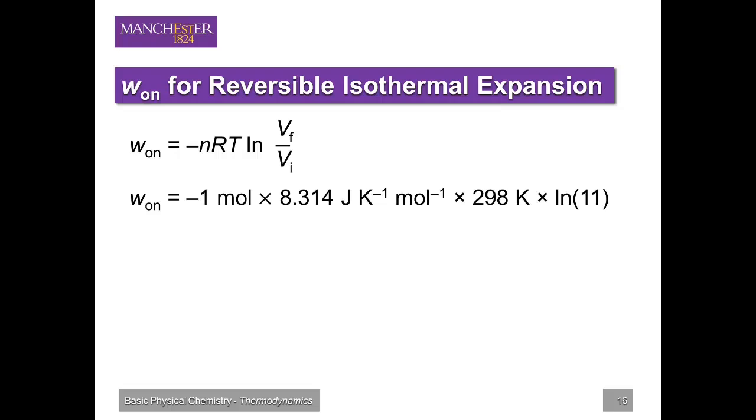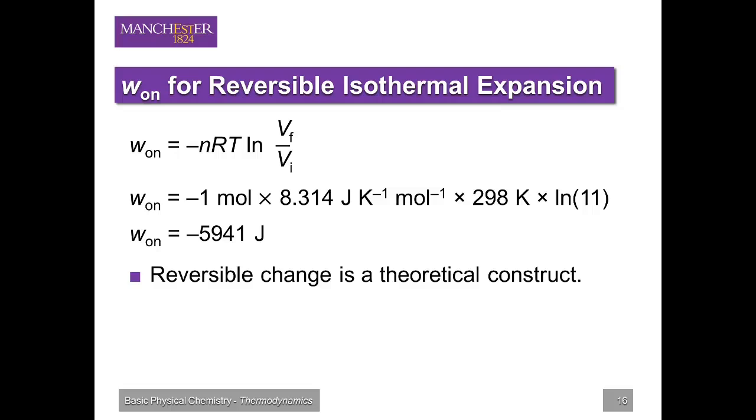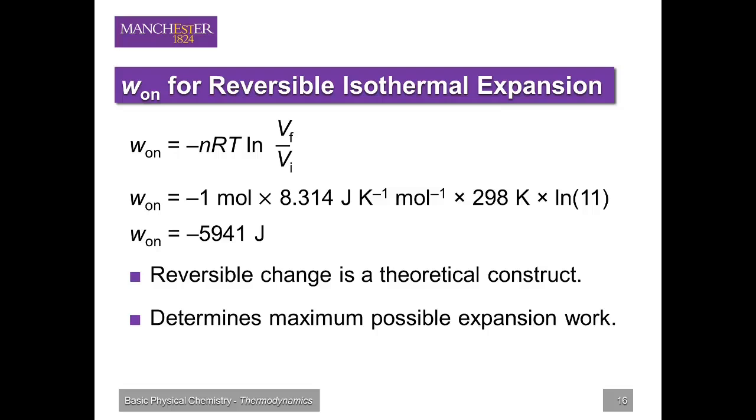Substitution of the values 1 mole, 8.314 joules per Kelvin per mole, 298 Kelvin, and expansion from 1 to 11 meters cubed leads to the aforementioned value of minus 5,941 joules for W on. In summary, reversible expansion is an infinitely slow theoretical construct, but it is extremely useful as it enables determination of the maximum possible work that can be done by an expanding gas. You can imagine trying to optimize steam engines, this was an incredibly important property.